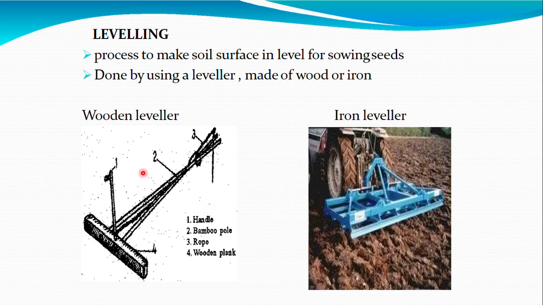The plowed soil often has crumbs of soil that need to be broken or crushed. The soil needs to be suitably level before sowing seeds. This is achieved using a leveler. So, the process to make the soil surface level for sowing seeds is called leveling. It is done by using a leveler, mostly made of wood or iron, as you can see in the picture.